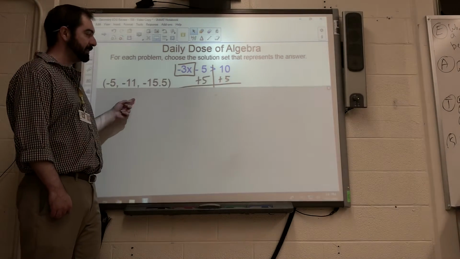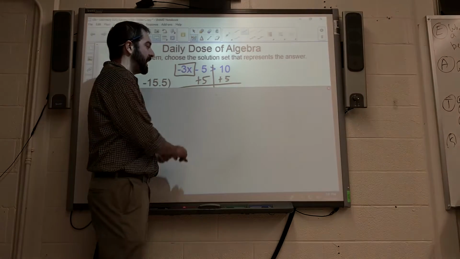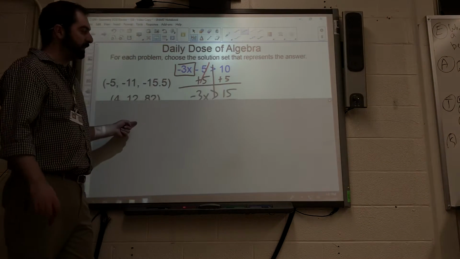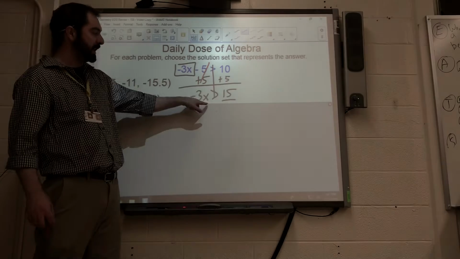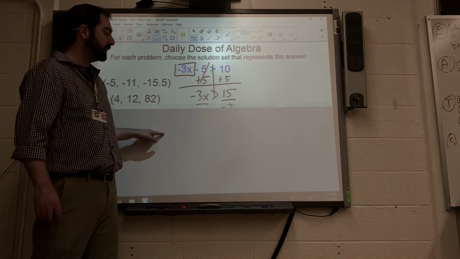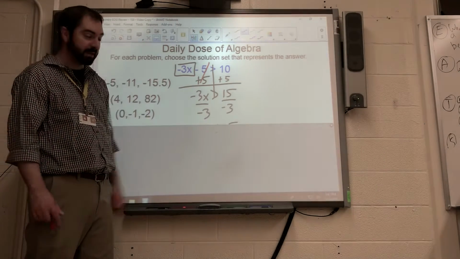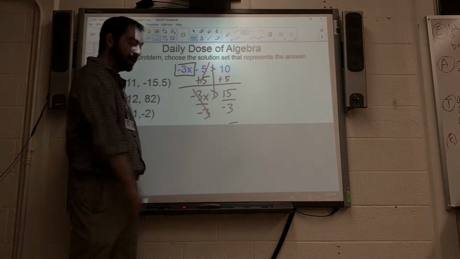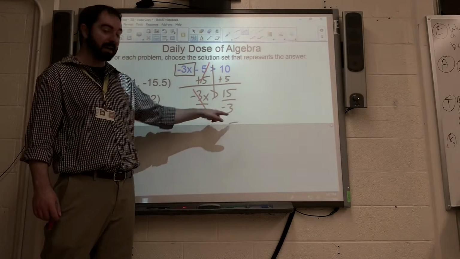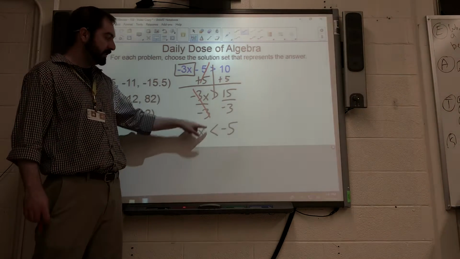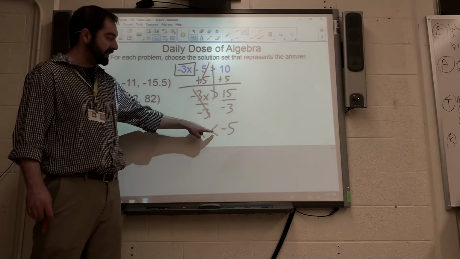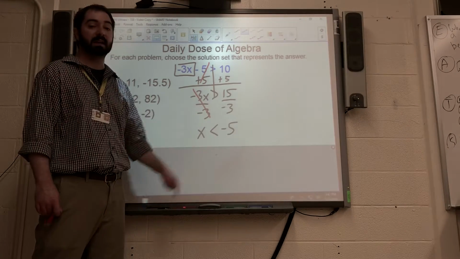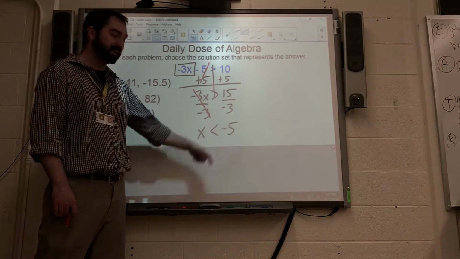Well, first thing I did to mathematically solve it, I added 5 on both sides. 10 plus 5 is 15. I have -3 times x is greater than 15. This step right here is why I'm flipping my symbol, because I'm dividing by a negative coefficient. Whatever I do to one side, I do to the other. So x, the symbol flips from greater than to less than. 15 divided by -3 is -5. So x is less than -5.